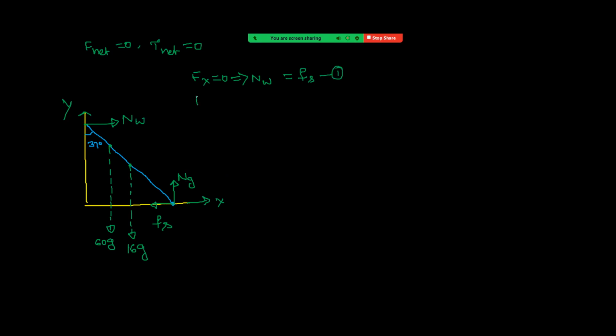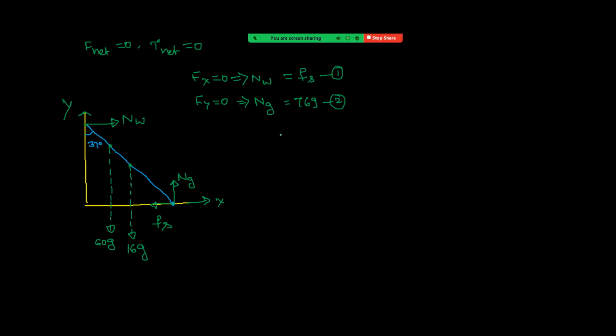Next, take along vertical, means along y-axis, net force 0. See what we can write. 60g plus 16g, right? 76g. That is equal to normal reaction from ground. Normal reaction from ground, that is now how much? 76 into g. And we can take g value 9.8.